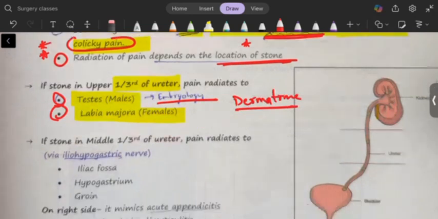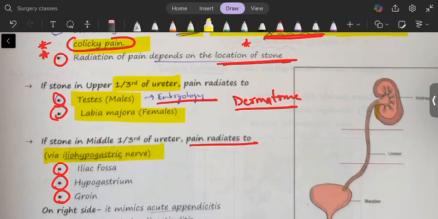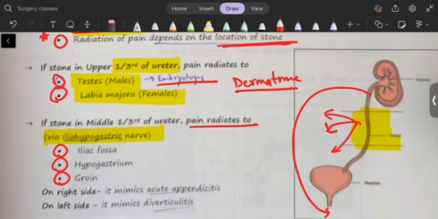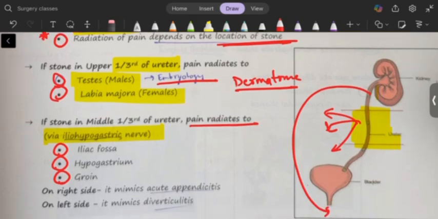If the stone is in the middle 1/3, pain will radiate to the iliac fossa, hypogastrium and groin. Okay, this is via the iliohypogastric nerve. So if it is in the middle, it will radiate here itself, to the iliac fossa or hypogastrium just below the stomach, or to the groin region. So if it is in the upper 1/3 it will reach till the tip, that is the testis and labia majora.